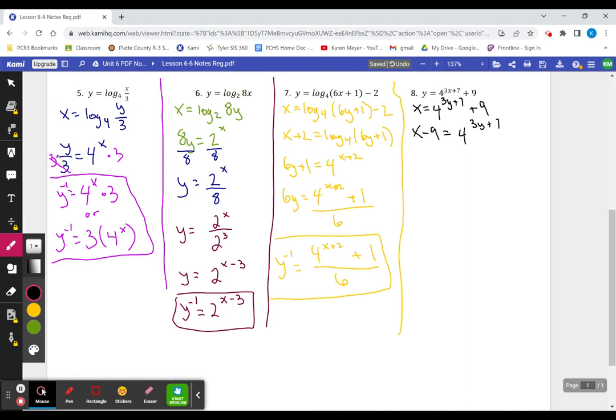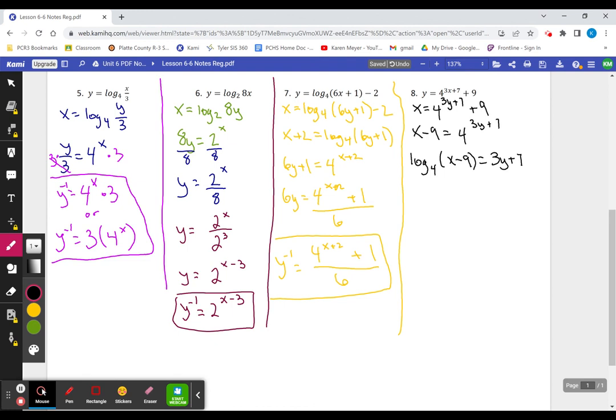Now I can rewrite this one. And you're going to notice that finally we switched. This one is in exponential form. So I want you to write it into log form. So log, your base is 4. Y is x minus 9, and I'm going to put that in parentheses so it stays grouped together, equals x, which is 3y plus 7.